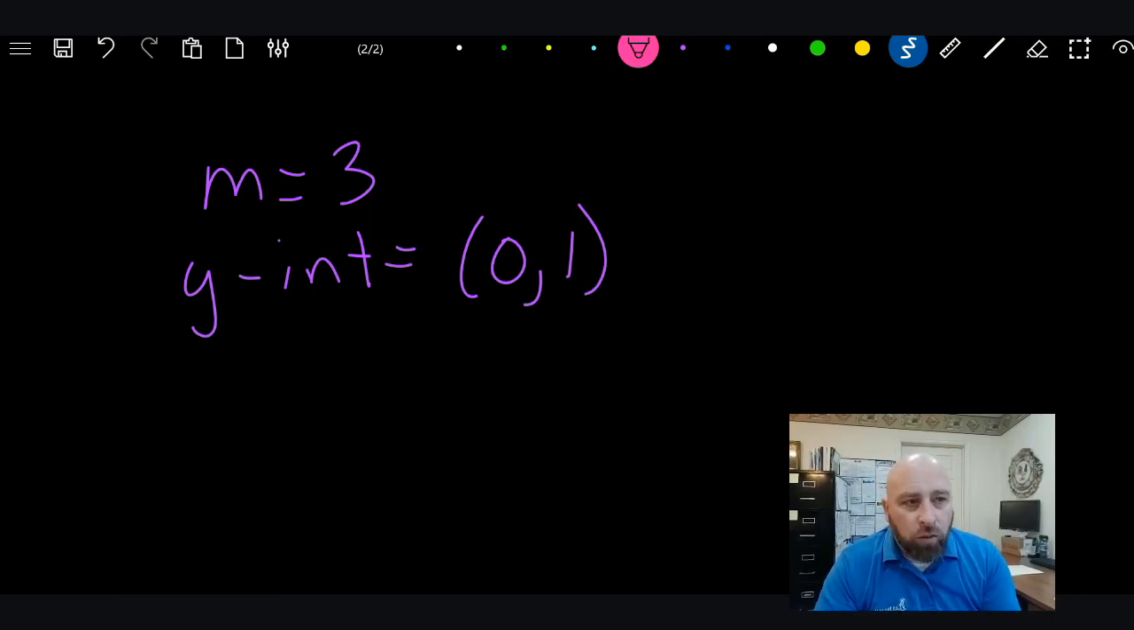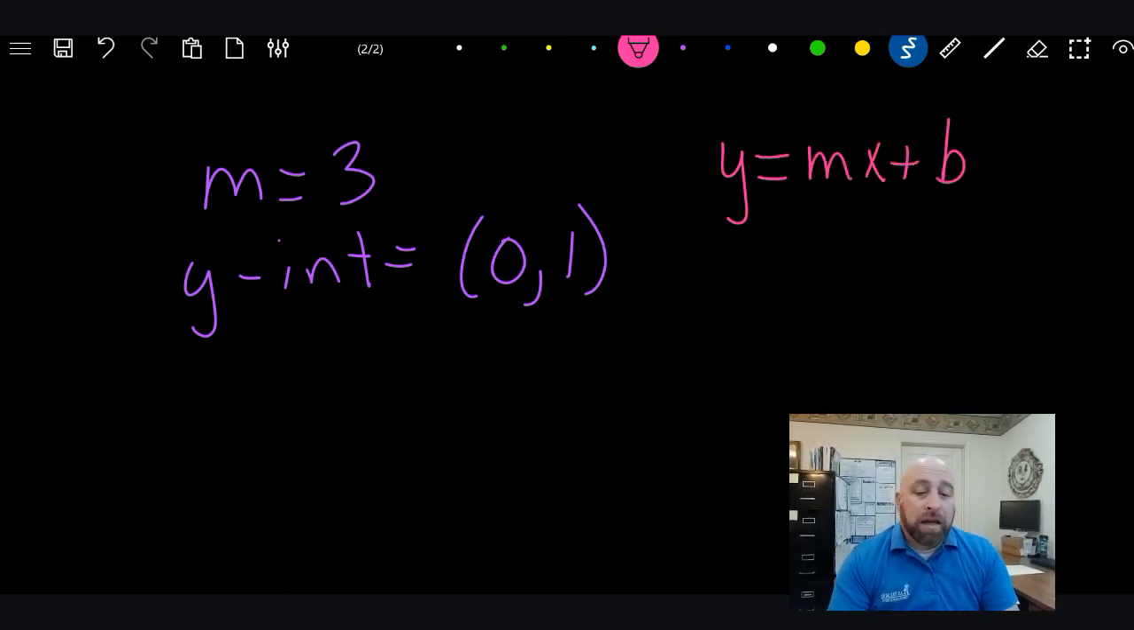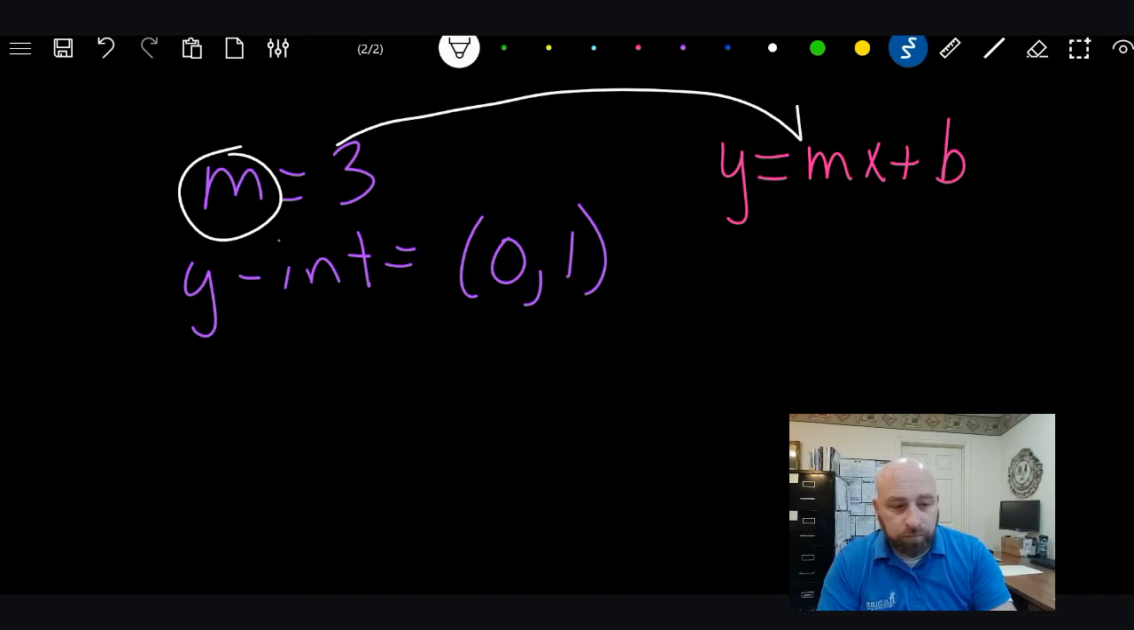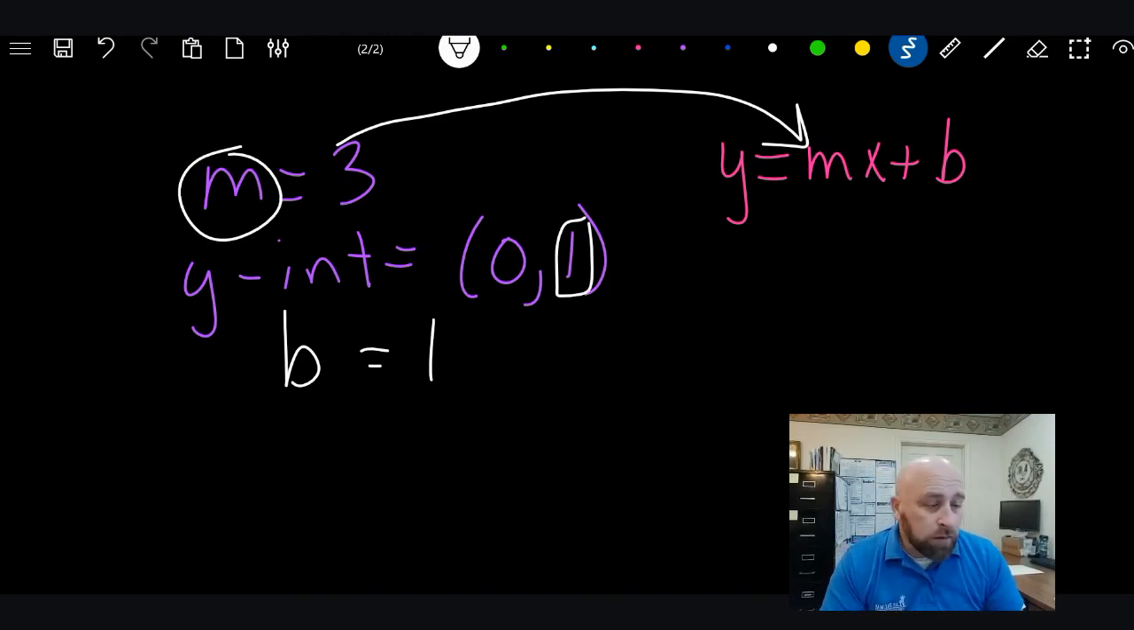Let's just write out what is the slope-intercept form. That's y equals mx plus b. And now what we're going to do is substitute in where you see the m, we're going to put a 3. And where you see the y-intercept, or you could call this the b, equals 1.